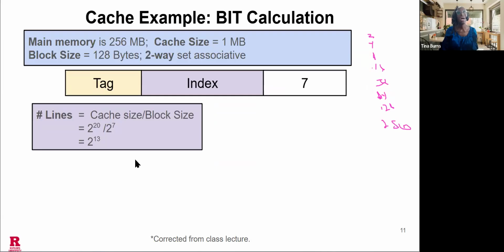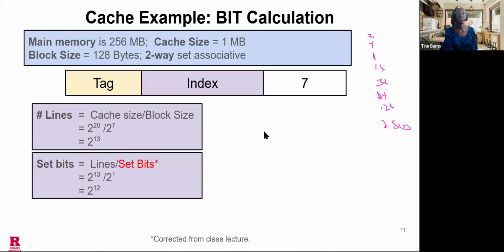If I know how many blocks I have and I know the size of my cache, automatically using these calculations, I can get the number of lines. One line is a unit, a set of blocks that you're using within the cache. So this is 1 megabyte, which is going to be 2 to the 20. If I divide that by my block size, then I can get my line number, the number of bits represented for my lines. And that's going to be 2 to the 13.